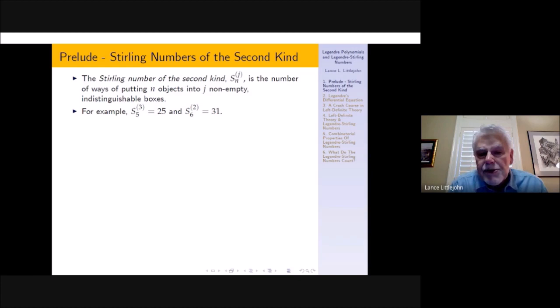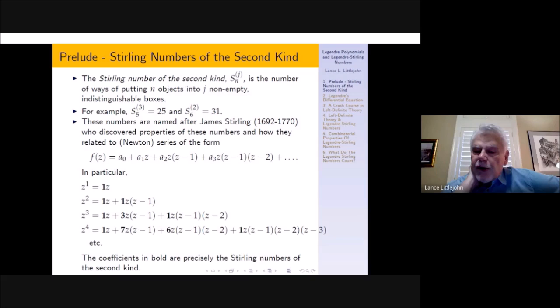These numbers were, of course, discovered by James Stirling, who lived from 1692 to 1770. This is also the same Stirling that came up with the famous approximation to the factorial, involving pi and the number e. It's a remarkable formula that's still being used today. But what Stirling did, he discovered these Stirling numbers of the second kind. He didn't name them that; these were named by some Dutch mathematicians later. But he discovered properties of these numbers and how they related to certain infinite series called Newton series, okay?